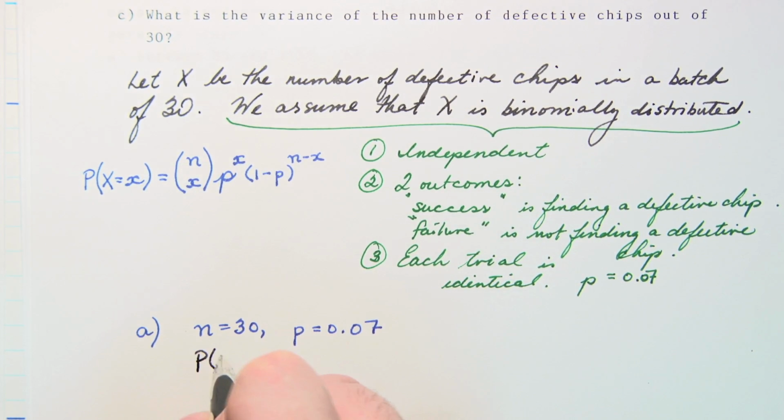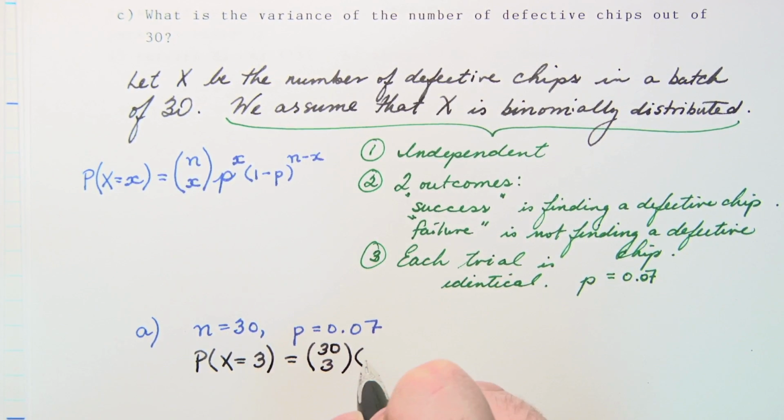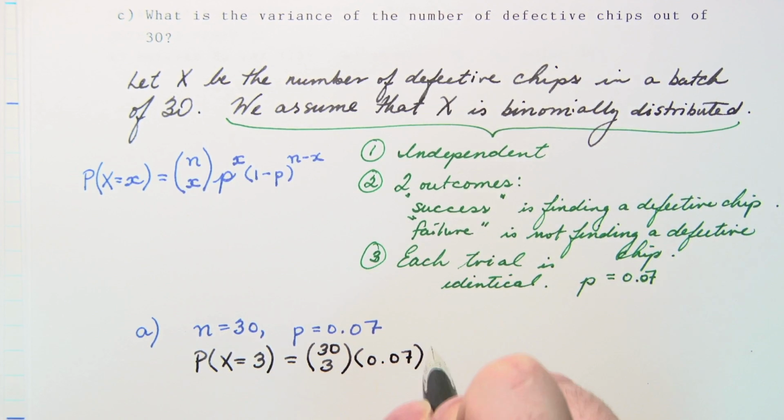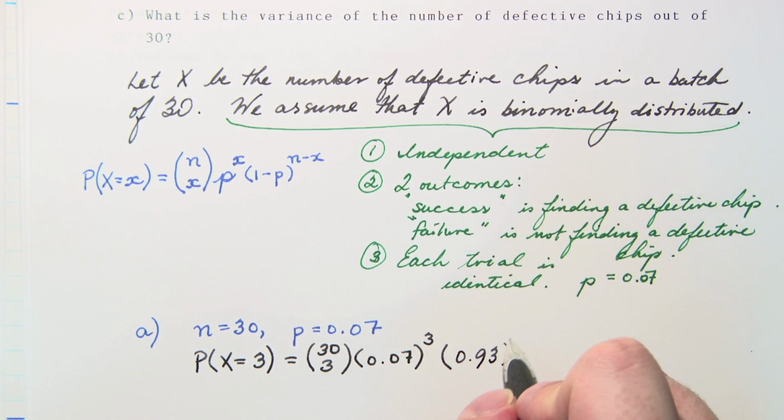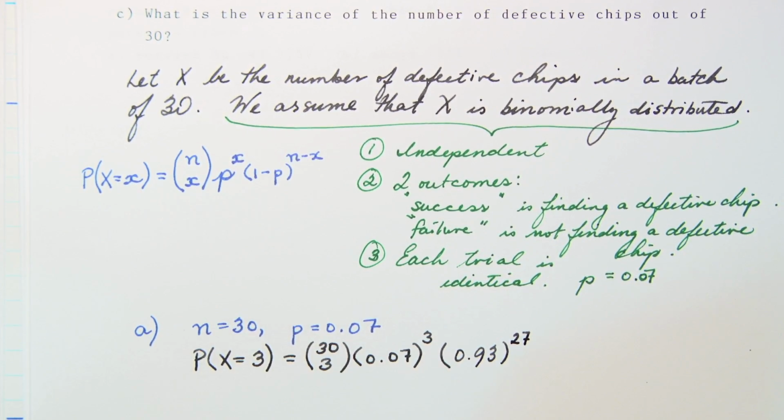the probability of the number of defective chips equaling 3 in the set of 30 is 30 choose 3, multiplied by the probability of success, which is 0.07, to the 3, multiplied by the probability of not finding it, which is 0.93, and then we have 30 minus 3, which gives us 27. Okay, and then you would calculate that. On the exam, you should have fairly straightforward numbers, so you won't have to worry. But I'm just going to write that out and leave that there.